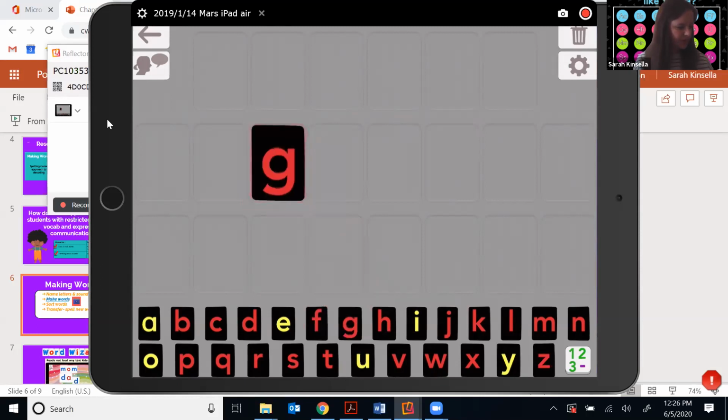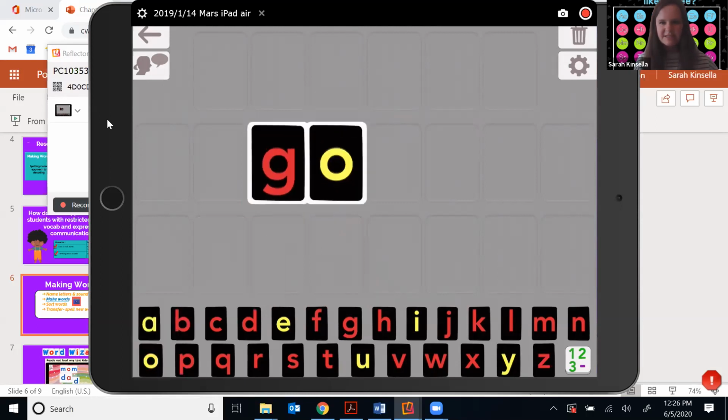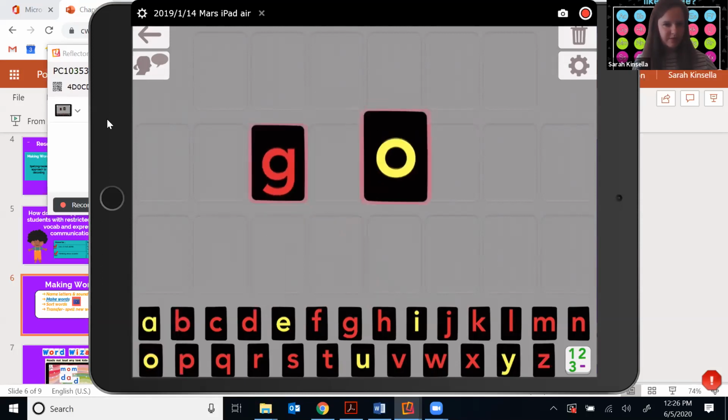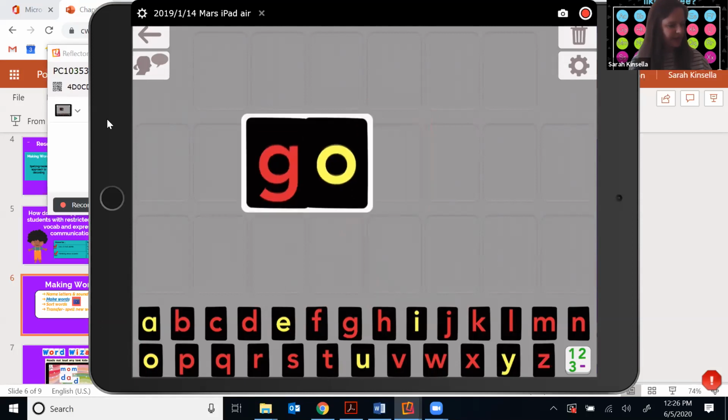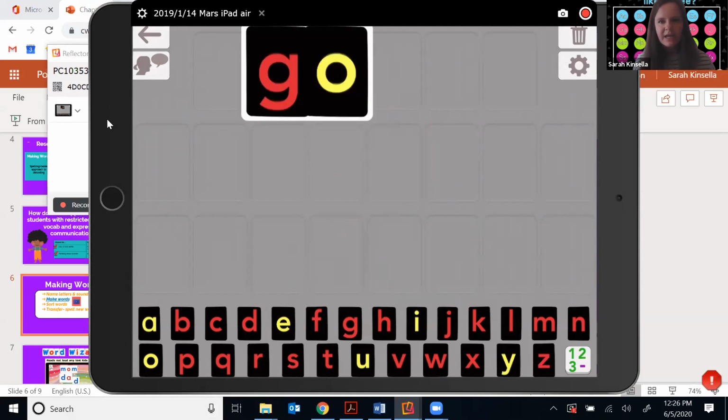G, g, g, ah. So it says ah. Then when I combine it with G, ah, go, it says go. And then I can move it. I think it's two fingers that moves it. You can move the word around.